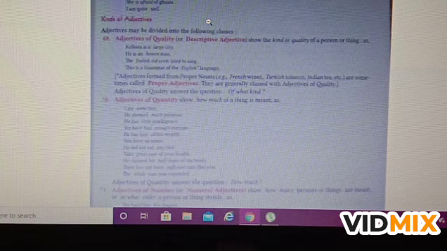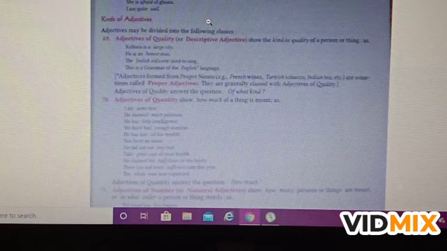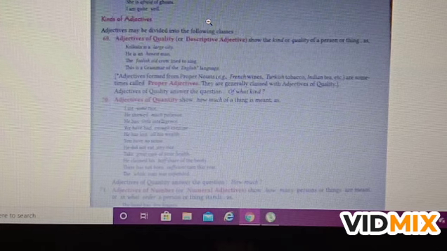Now let's come to the kinds of adjectives. So the first one is adjective of quality or descriptive adjective. It shows the kind or quality of a person or thing. As Kolkata is a large city. What type of city? Large city. So the word large here is adjective of quality. It shows the quality of the noun Kolkata.